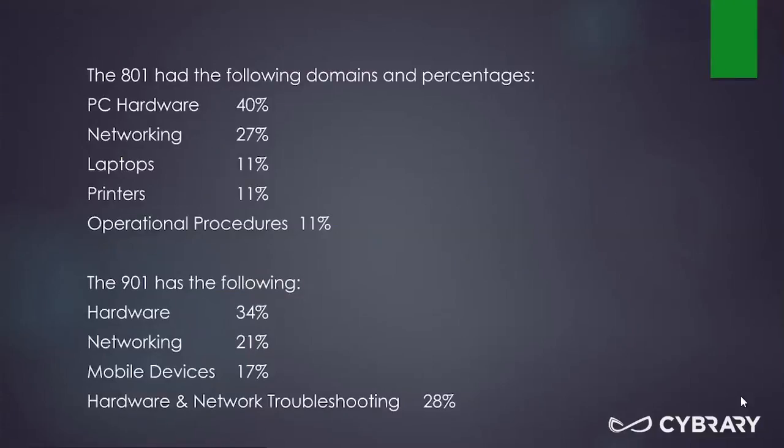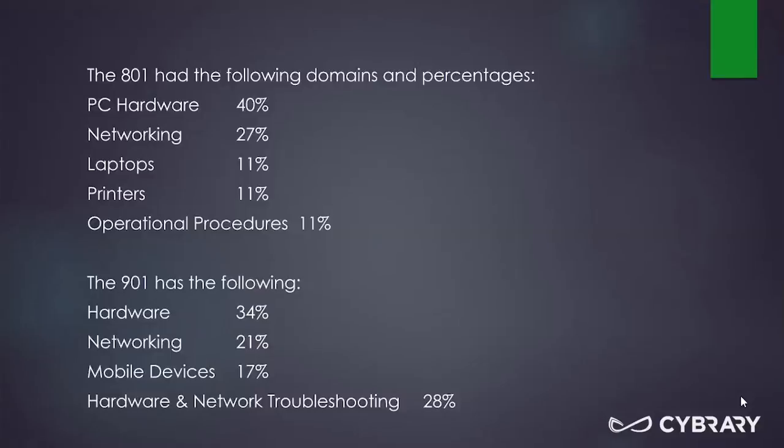The 801 exam had the following domains and percentages as a breakdown of the topics that they covered. PC hardware was 40%, network 27%, laptops and printers 11% each, and operational procedures also 11%. The 901 is covering very much the same type of material. They're just weighted differently and distributed in the exam differently.